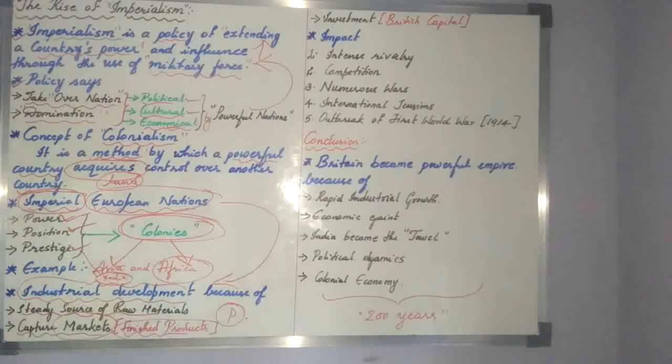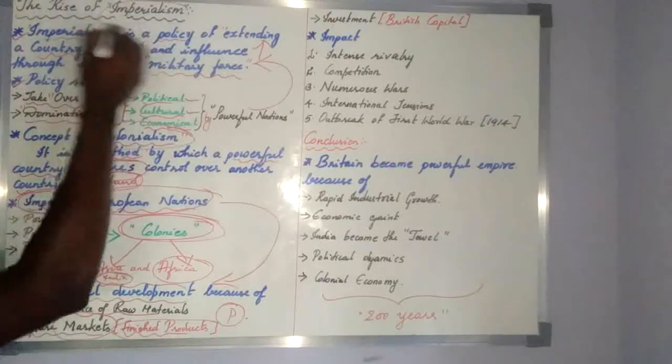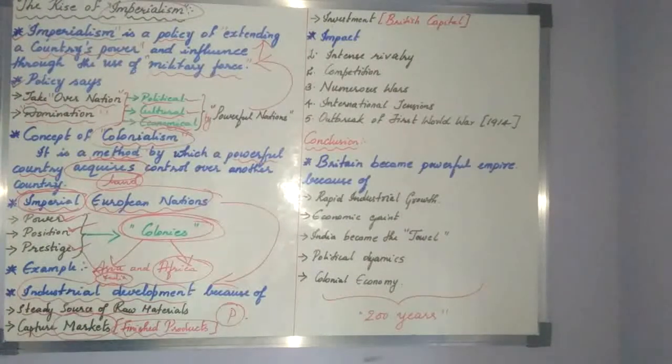If industrial development had not been there, if they had not got the profit under this industrial revolution, for sure we would not have come across the concept called colonialism or imperialism. That is one aspect. The next concept is the impact of imperialism.